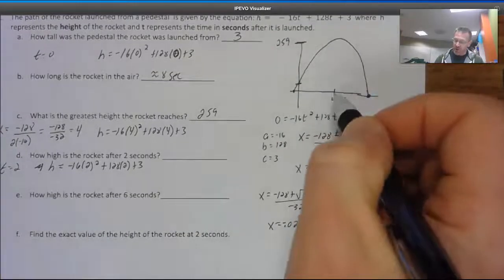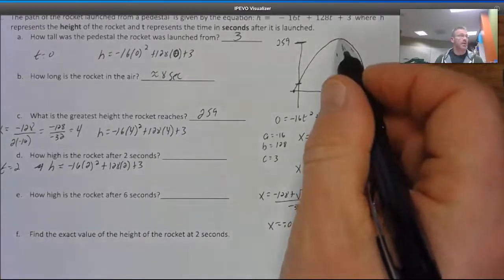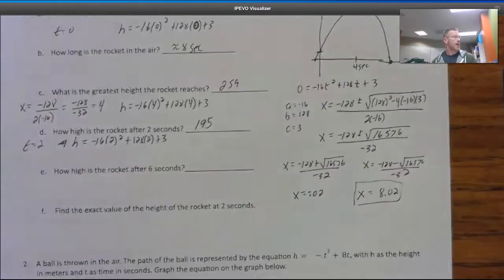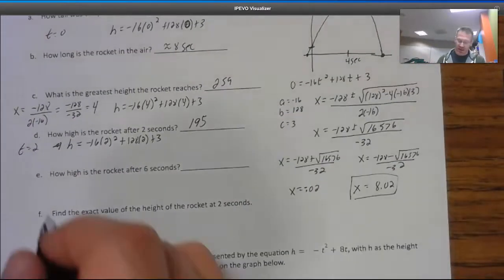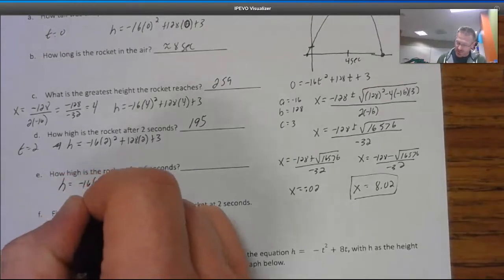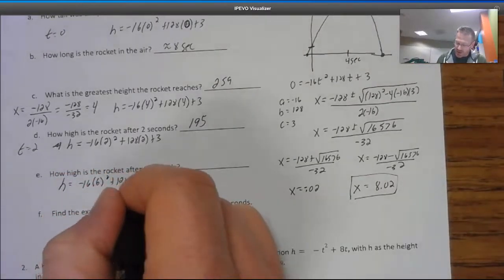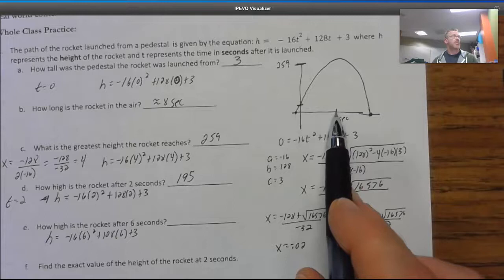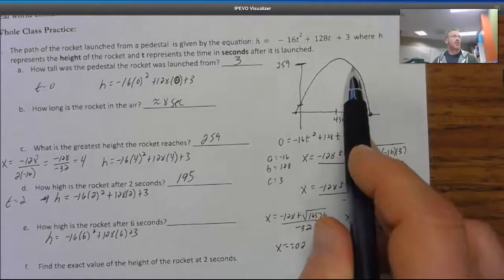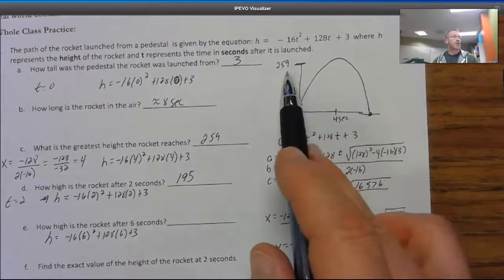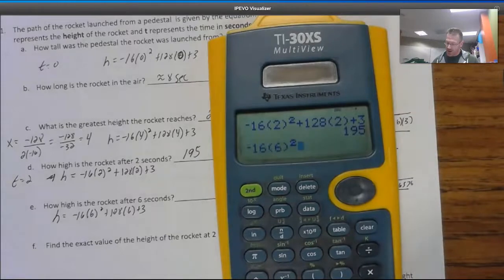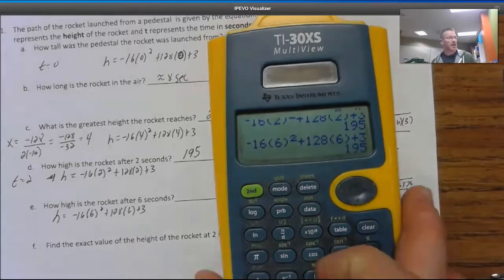And I know I'm not to my vertex yet. I know it's got to be less than 259, so 195 makes sense. All right, how high is the rocket after 6 seconds? Same idea, I'm just going to plug in 6 for t. Now, what I know is I've already crossed my vertex, so I know it's now on the downhill side. And so I know it should be less than 259. So negative 16 times 6 squared, plus 128 times 6, plus 3, and it's at 195.